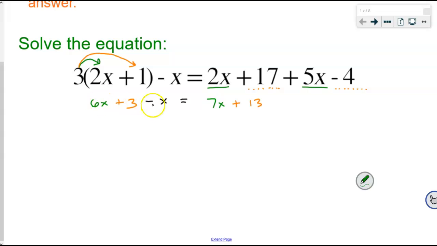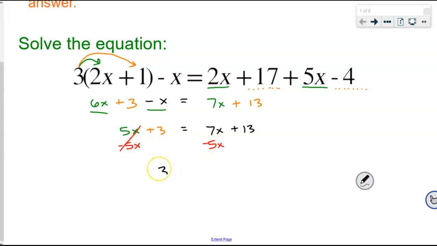I have 6x minus x. Those x tiles combine to give me 5x, plus those same 3 unit tiles that we had before. Now the left-hand side is simplified and the right-hand side is simplified. I have x in 2 different places though, so part of my solving steps is going to be subtracting 5x from the left-hand side so that that zeroes out, and balancing it by doing the same thing over here.